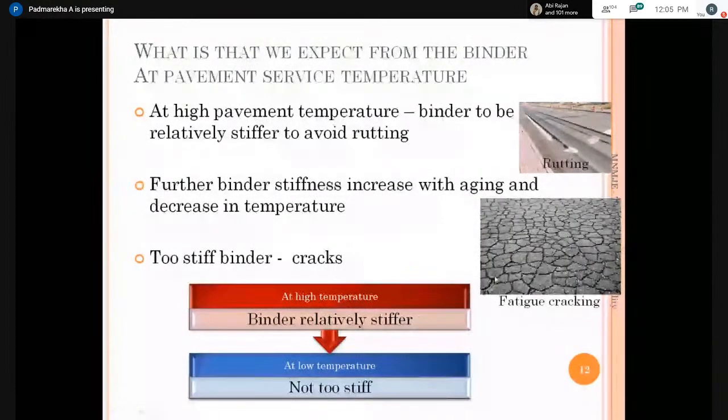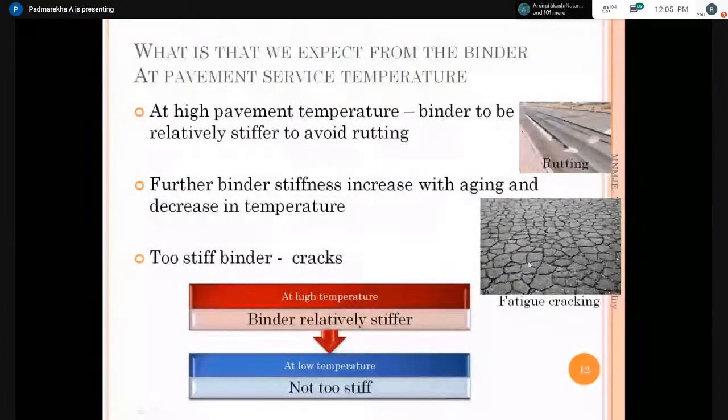This fatigue cracking generally occurs at a temperature in the range of 20 to 0 degrees Celsius. In snow regions where the temperature goes well below zero, you can see this kind of crack purely due to thermal effect. We call it thermal cracking. The crack occurs in a pavement when the bitumen or the material is very stiff.